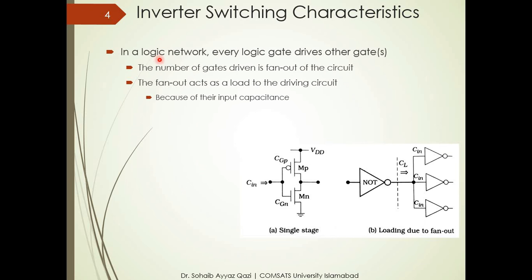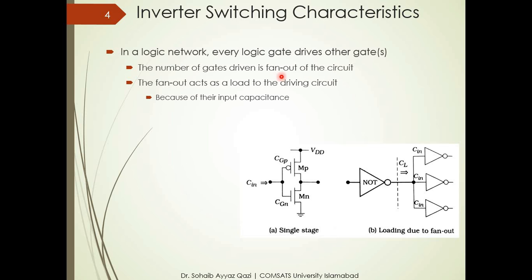In a logic network, like we have seen in an example of this logic network, this NOT gate is driving these 3 NOT gates. So we say that every logic gate drives other gates. Obviously here, a single NOT gate is driving three NOT gates. But there could be other examples where our NOT gate could be driving an AND gate or an OR gate or whatever could be the requirement. So the number of gates driven is the fan out of the circuit.